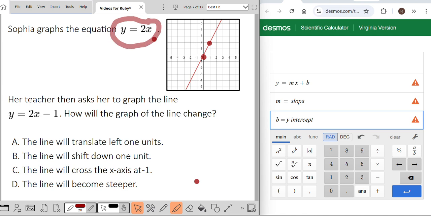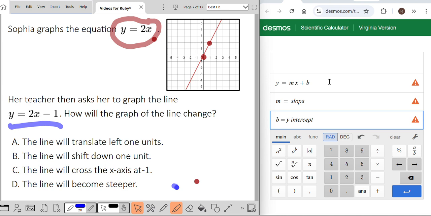Now her teacher asks her to graph the line y equals 2x minus 1, which is the same, but -1. How will that change the graph? That -1 is a y-intercept. So I'm going to change the color of my highlighter if I can figure out how to do that. All right. And I'm going to graph this line.